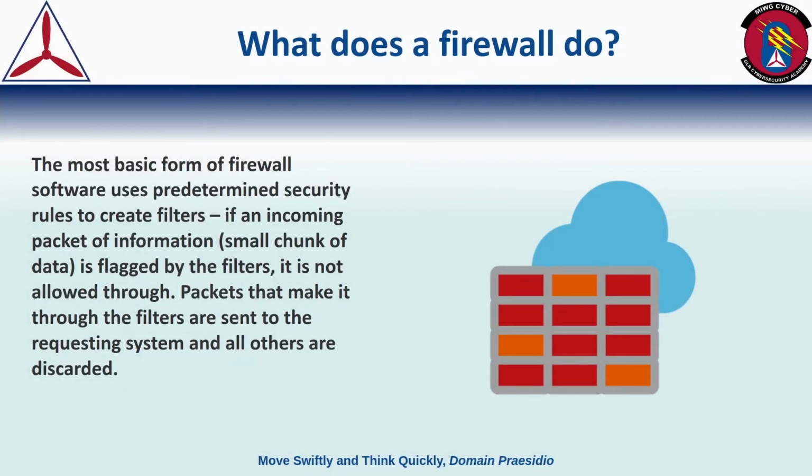What exactly does a firewall do? Broadly speaking, a computer firewall is a software program that prevents unauthorized access to or from the network. It does this by filtering the packets from an incoming connection. If one of the packets, or small chunks of data, is flagged by the filters, it is not allowed through. Packets that make it through the filters are sent to the requesting system, and all others are discarded. So, the Windows firewall does a lot of the work for you.